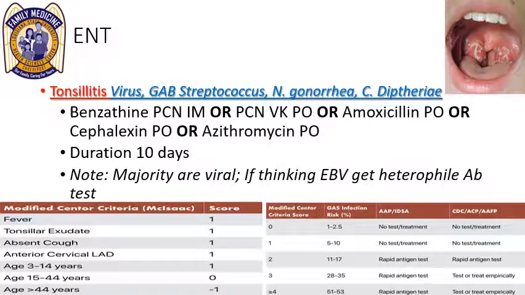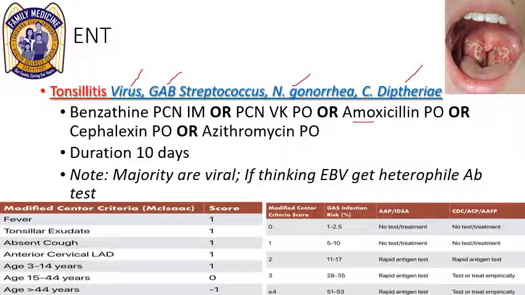Going into tonsillitis here: virus, group A strep, Neisseria, and diphtheria. So diphtheria we kind of get rid of with Tdap, but there are cases on the rise now with people starting to forego their vaccines due to vaccine hesitancy. And remember, you can have gonorrhea of the mouth, and most of the time it's just virus, like EBV. EBV is a good one. It could also be strep, for which we use the modified Centor criteria here.